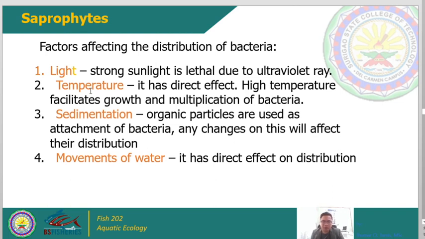No? Organic particles are used as attachment to bacteria. Any changes will affect their distributions. Also, sometimes movements of water have a direct effect on the distribution of the bacterial composition of the aquatic environment.